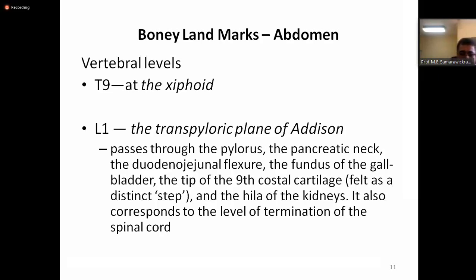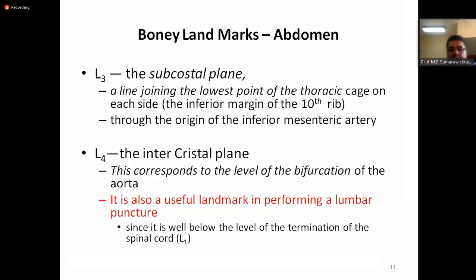It passes through the pylorus, pancreatic neck, the duodenojejunal flexure, the fundus of the gallbladder, the tip of the ninth costal cartilage, and the hila of the kidneys. It also corresponds to the level of termination of the spinal cord in adults. In children, the spinal cord lies at the level of the L2 vertebra, but in adults it ends at L1. So there are a lot of things happening at this level. So remember these.